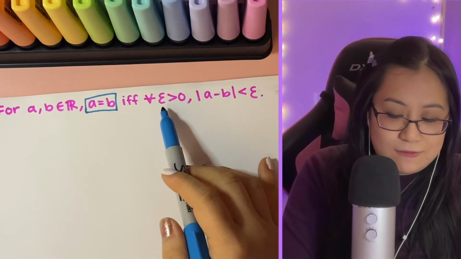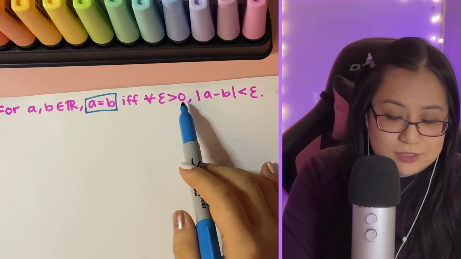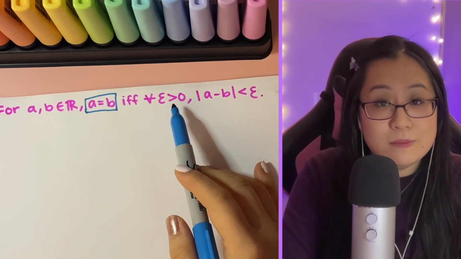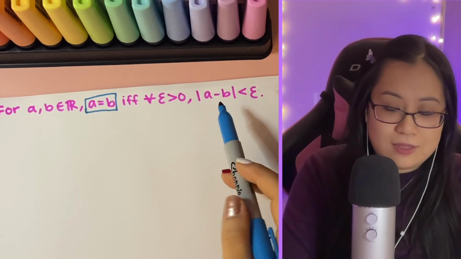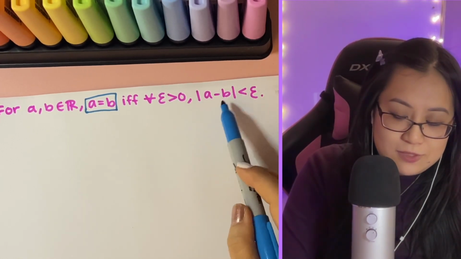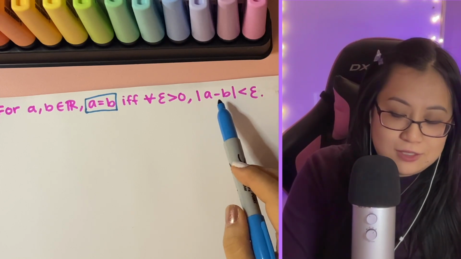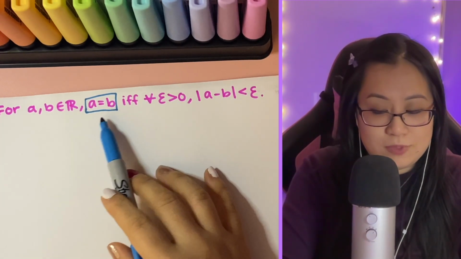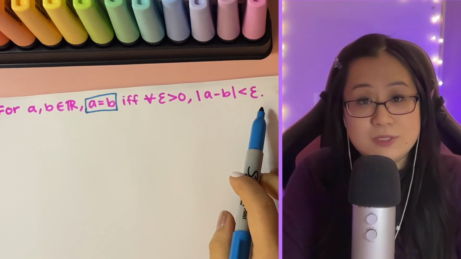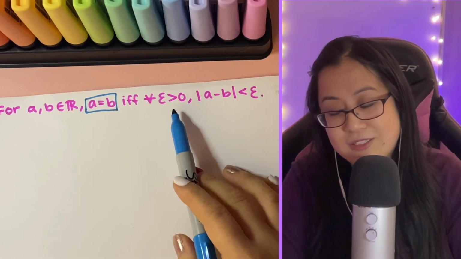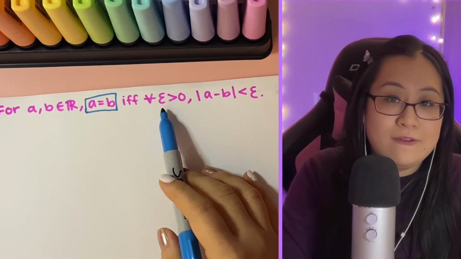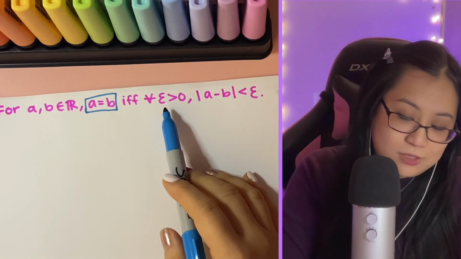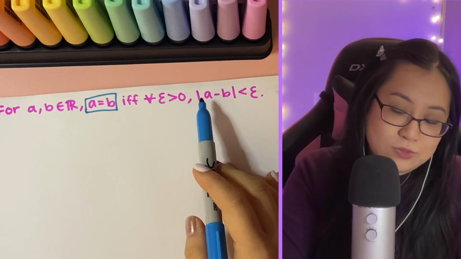So we're saying for all epsilon greater than 0. So if I pick any number greater than 0, we'll call that epsilon. Then this absolute value of A minus B, which is the distance between the two numbers, is less than epsilon. Now where this actually gets interesting is when we consider very, very small numbers, small epsilon values.